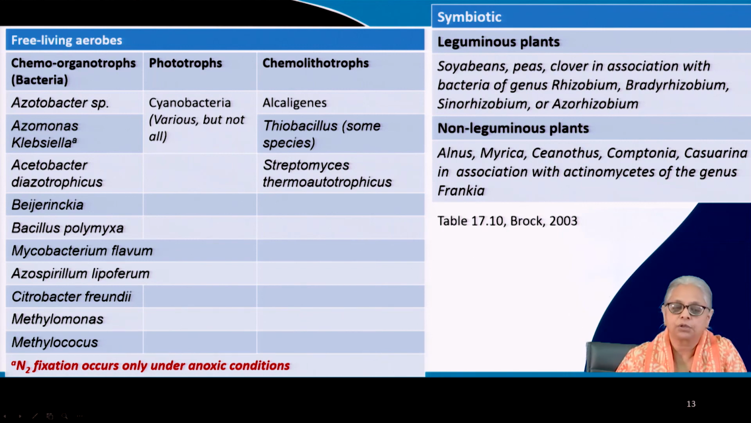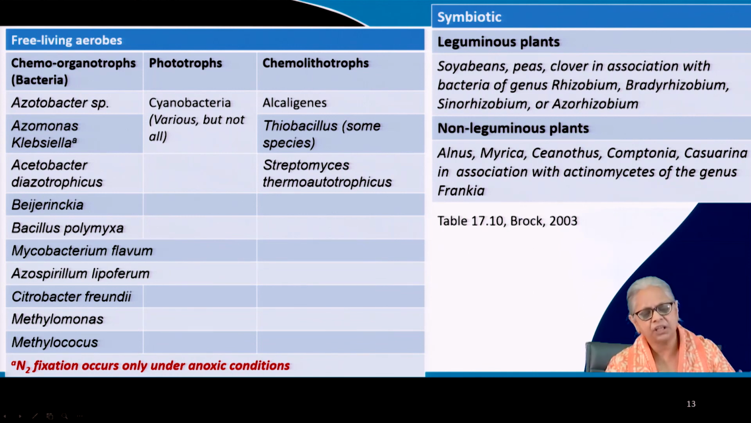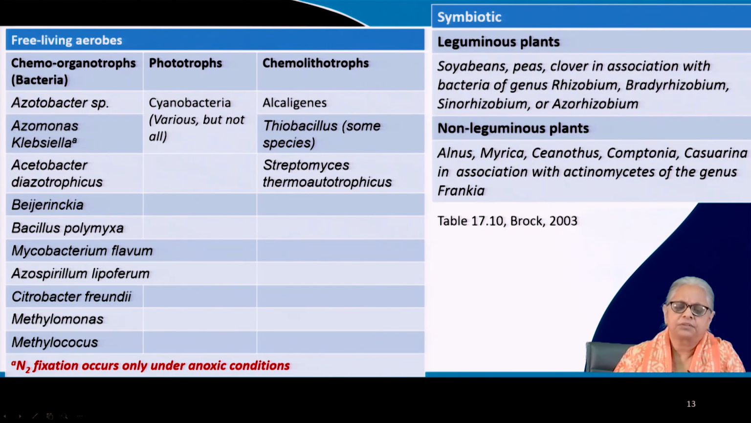Then you have phototrophs, cyanobacteria. Many of the cyanobacteria are capable of nitrogen fixation. We have chemolithotrophs like Alcaligenes. We have Thiobacillus and Streptomyces. All of them are chemolithotrophs.